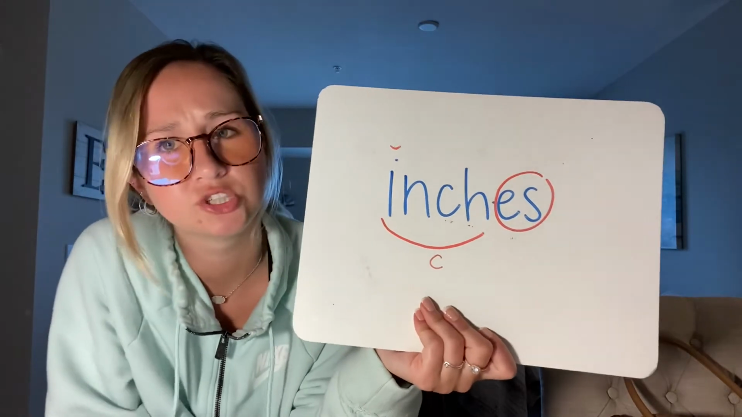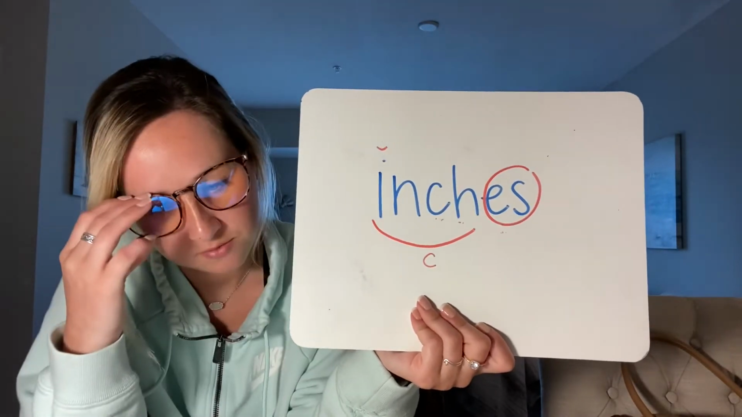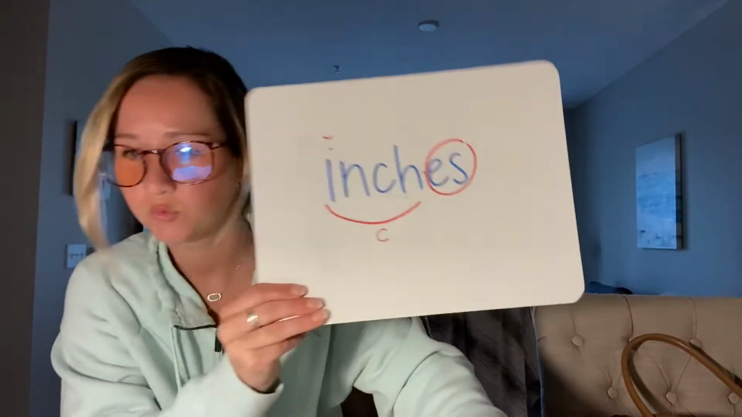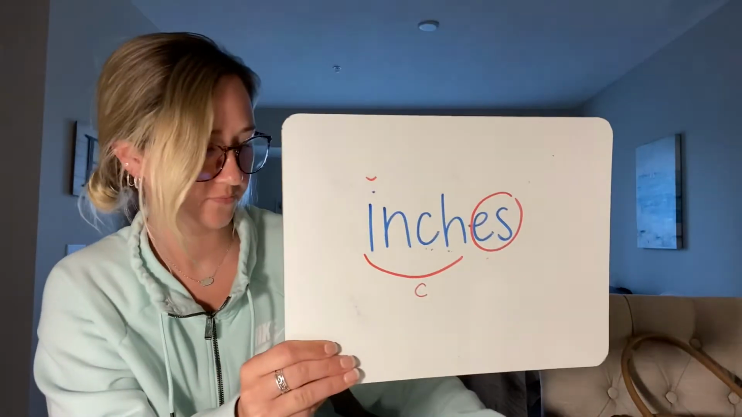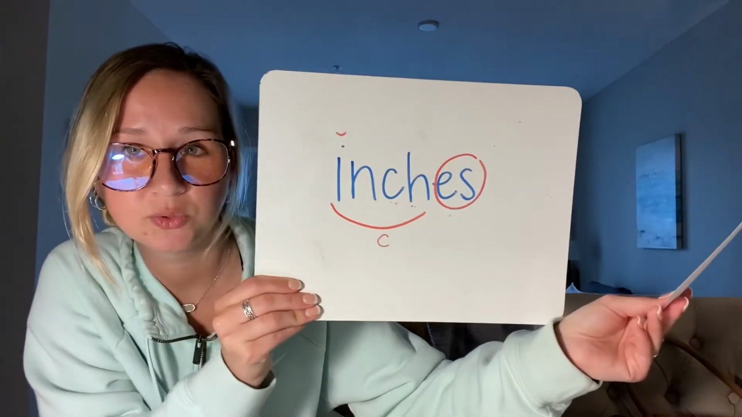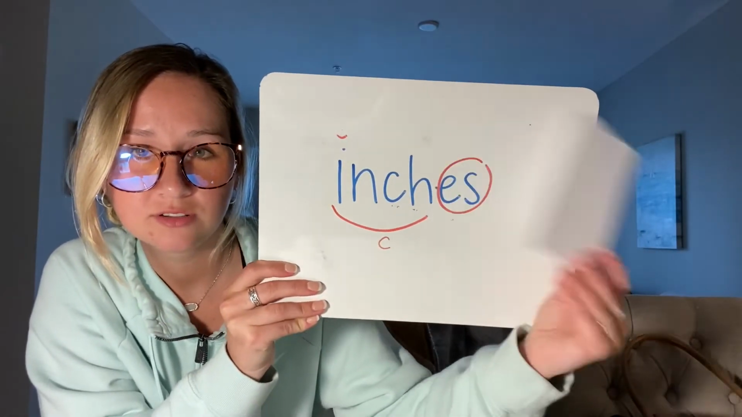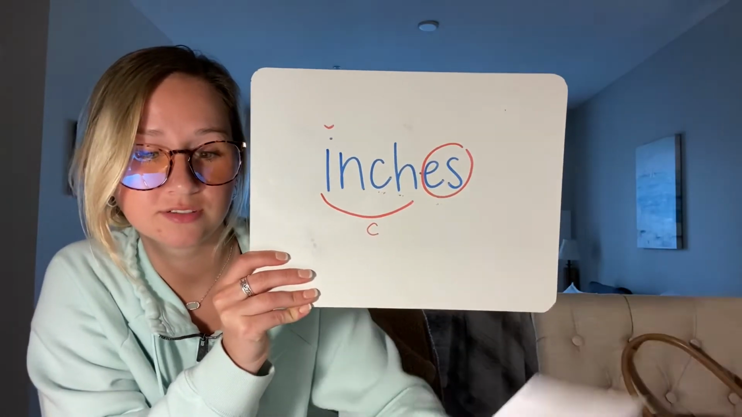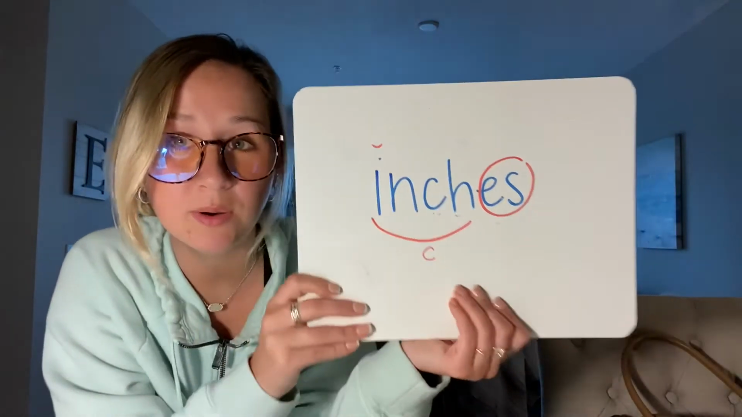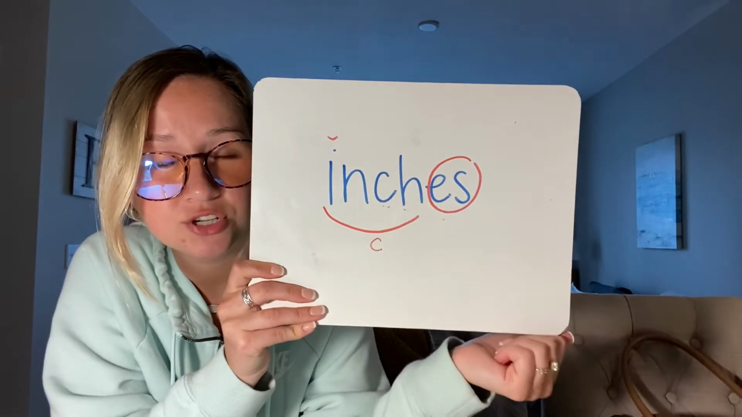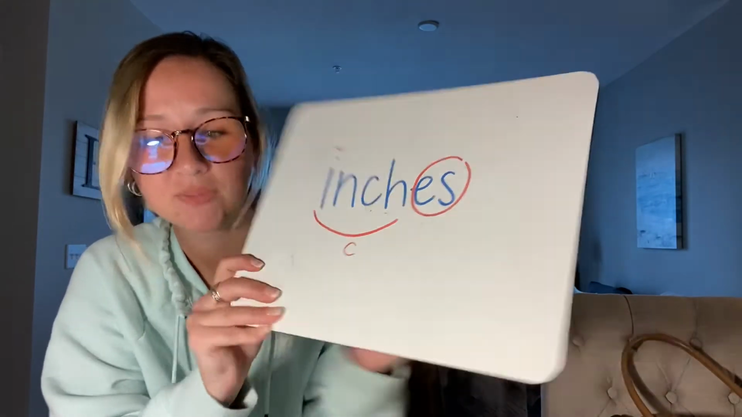What's our base word in the word inches? The base word is inch. So from inch to inches. One inch, ten inches. One inch, twenty inches. Okay? So remember, we knew to add our ES suffix because our base word ended in CH. All right? Awesome.